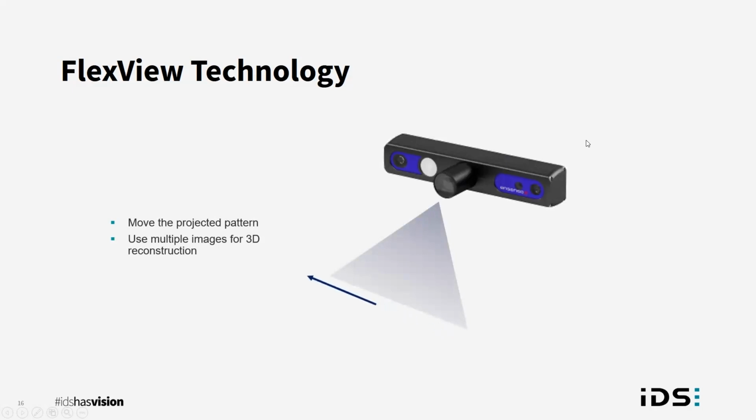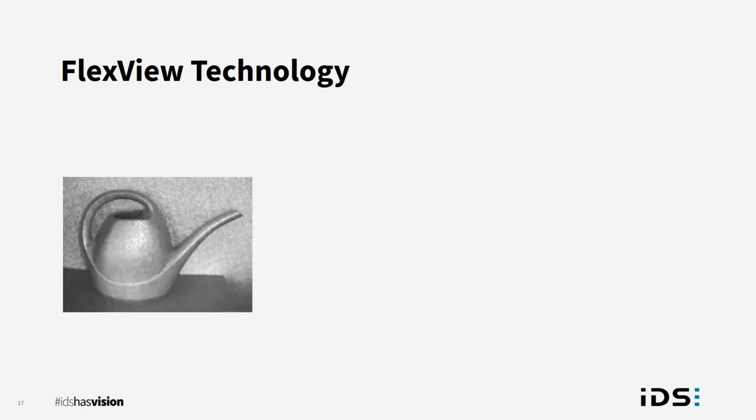So in the case when you activate FlexView when working with sensor cameras, the pattern that is projected by the projector will move. It will move, and as it moves, the sensor will acquire multiple pairs of images for the 3D reconstruction. You will see it better in a few seconds when we start to play with the software.